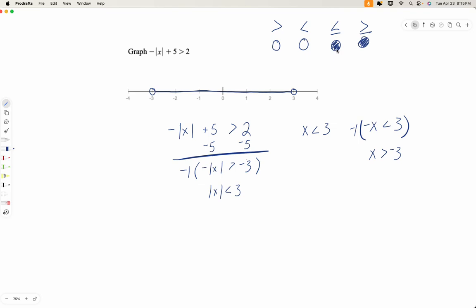Okay? Pay attention to the symbol used in the problem. It makes all the difference in the world, and it does matter. It matters what the value is, because that's going to tell you how to graph it. All right.